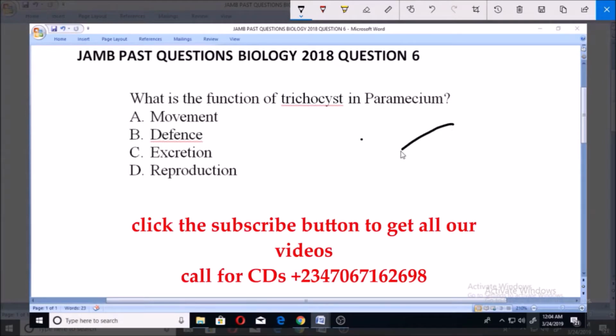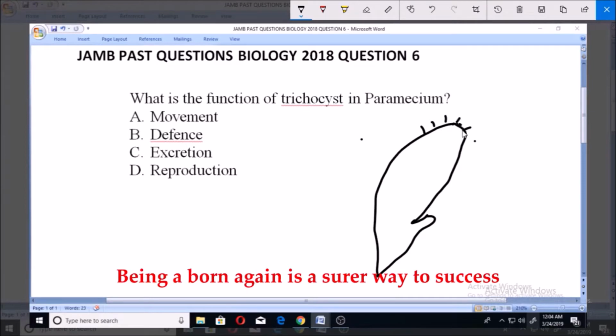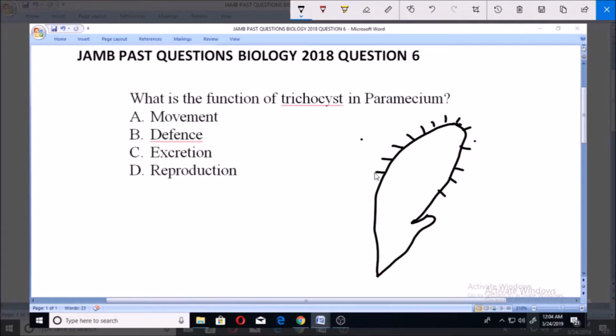Paramecium is an organism that has this shape. That is the shape of a Paramecium. So on the body of the Paramecium we have things like this, and these are called cilia. Cilia is used for movement and getting food, both movement and getting food for the Paramecium.